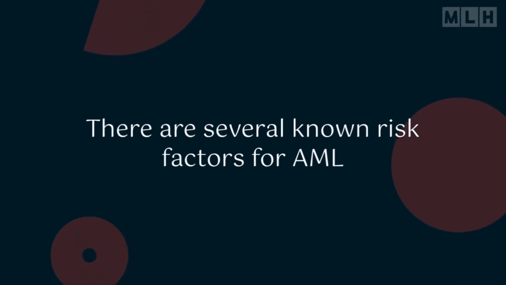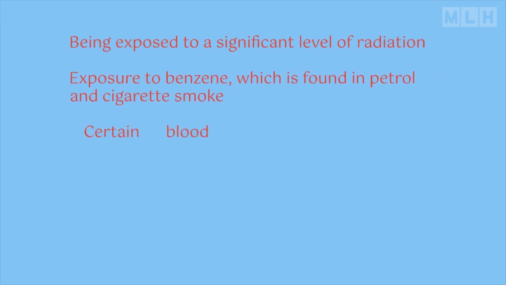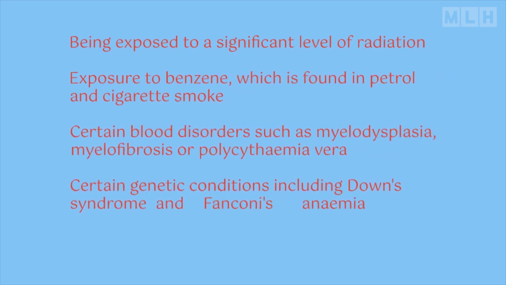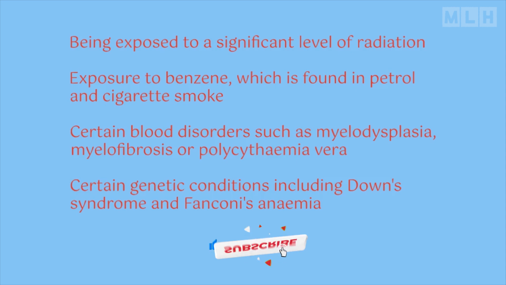There are several known risk factors for AML. Being exposed to a significant level of radiation, exposure to benzene, which is found in petrol and cigarette smoke, certain blood disorders, such as myelodysplasia, myelofibrosis, or polycythemia vera, and certain genetic conditions, including Down syndrome and Fanconi's anemia, are known to trigger the genetic mutation in acute myeloid leukemia.